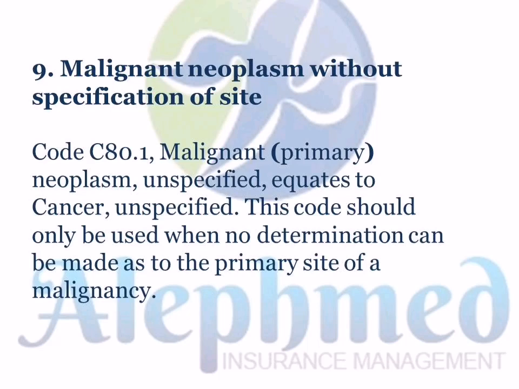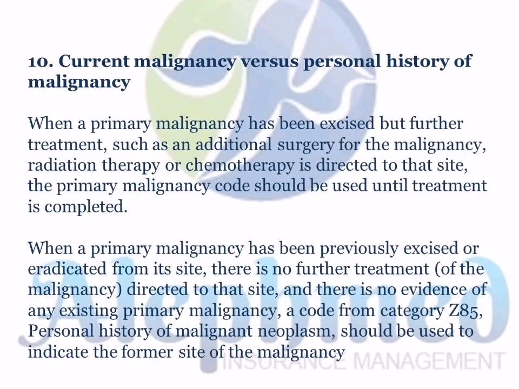So in this case, we can use C80.1, that is malignant neoplasm unspecified, meaning this particular cancer is not specified. Then current malignancy versus personal history of malignancy. There are 2 scenarios in this particular case also. That is, when a primary malignancy has been excised, but further treatment such as additional surgery for malignancy, radiation or chemotherapy is being used for that particular patient or that particular site, then we have to code the primary malignancy as the principal diagnosis until the treatment is completed.